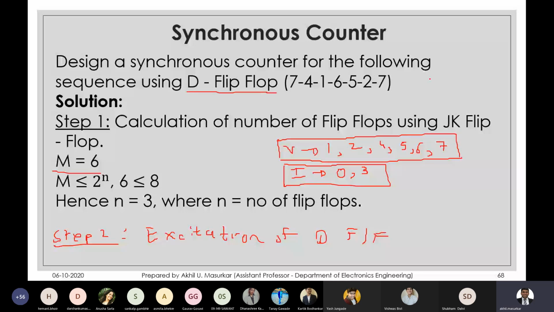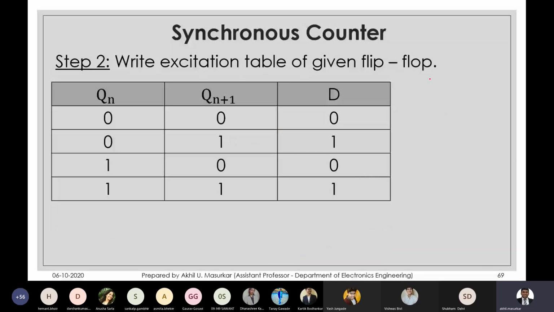Such kinds of sequences are used in blinking LEDs. We have LEDs which we can put, and just by pressing a button the sequence changes. So this kind of thing is used there. So let's see. Step number 2 is the same, that is the excitation table of D flip-flop.